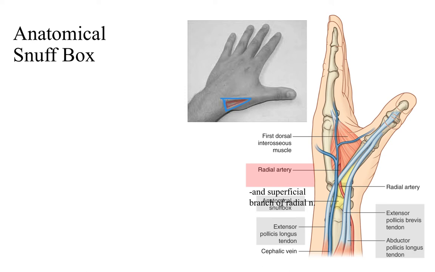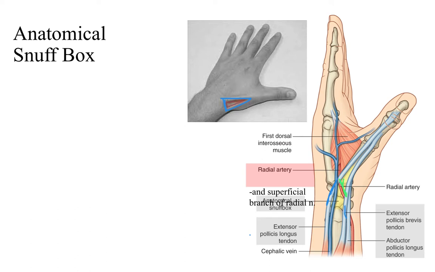And it is formed from the tendon of your extensor pollicis longus right here. All right, so we'll kind of draw it out. The extensor pollicis brevis right here, as well as the abductor pollicis longus tendon. The floor of it is made up of the scaphoid and trapezium carpal bones that you see underneath here. But the importance of this primarily is that you have your radial artery coursing through the anatomical snuff box.